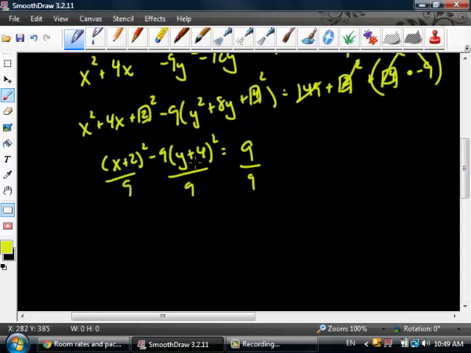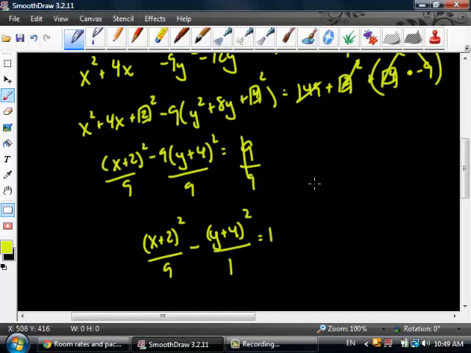Divide everything by 9 because it's a hyperbola, so I got (x plus 2) squared over 9 minus (y plus 4) squared over 1 equals 1. Now, we have to identify all this stuff, the center, A, B, and C, because that's going to be required of you tomorrow. What is the center of this hyperbola? Yes. Negative 2, negative 4.